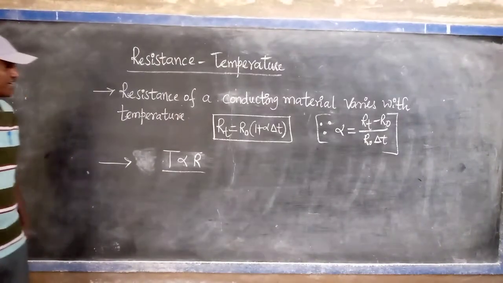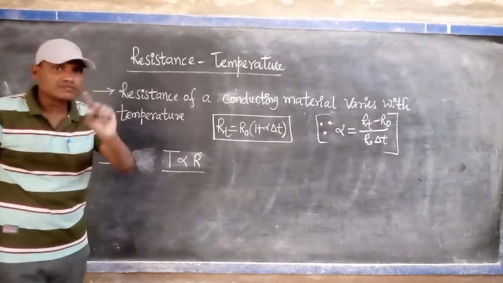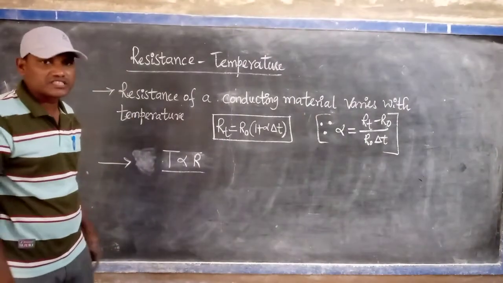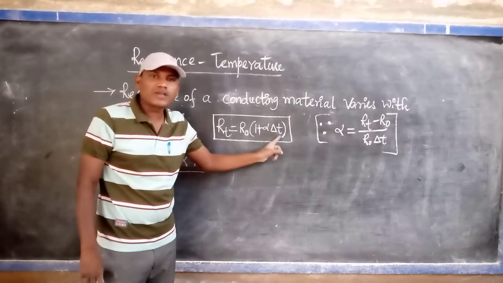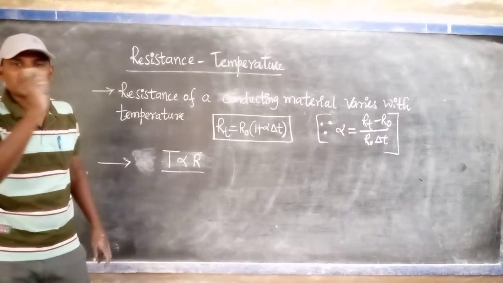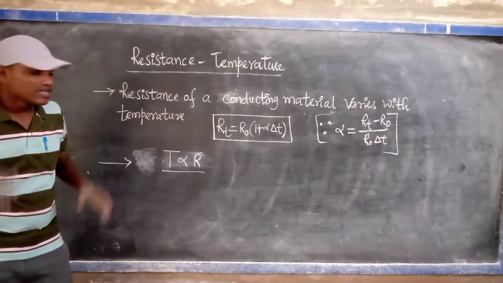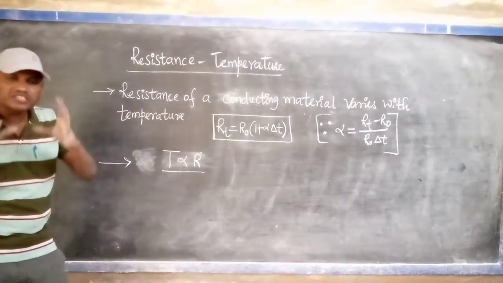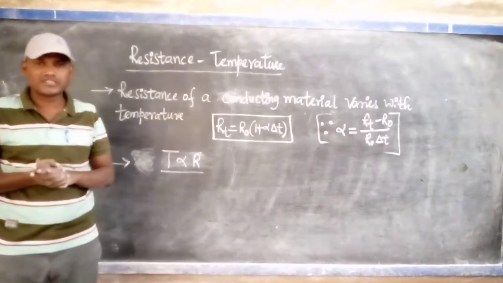That is one. Once again, listen very carefully. Resistance of a conducting material varies with the temperature. Formula: R of T equals R naught into 1 plus alpha into delta T. Here alpha is the coefficient of linear expansion, which you can take from there. So if the temperature of a material increases, resistance of the material also increases.